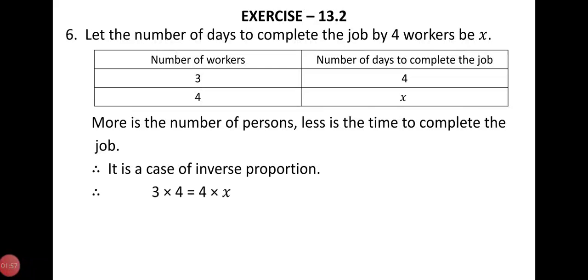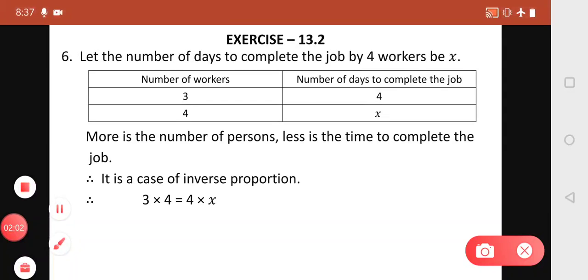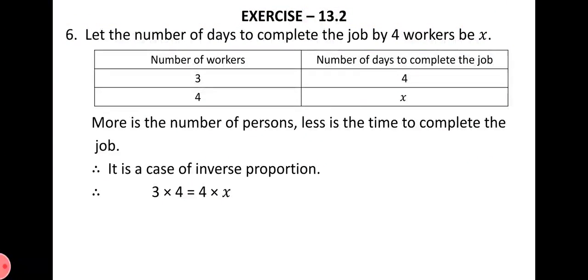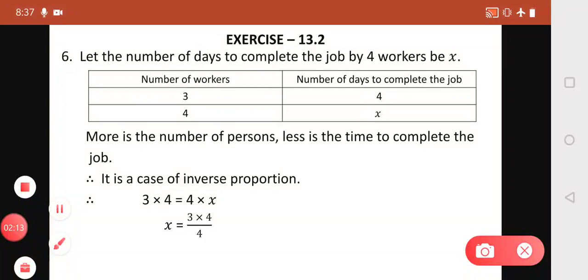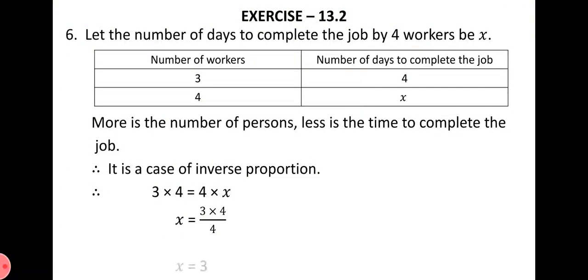Therefore, 3 into 4 equal to 4 into x. Now, first we transpose 4 to the opposite side, so multiplication will become division. So, we have x equal to 3 into 4 upon 4. That is, we can cancel 4 and 4, so 3 is left, so x equal to 3. Therefore, the required number of days is 3. Means, in 3 days, 4 workers can complete the job.